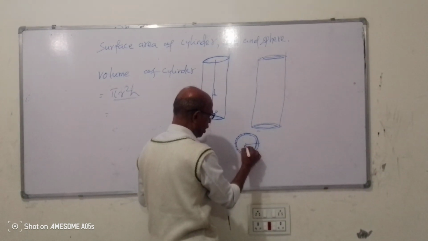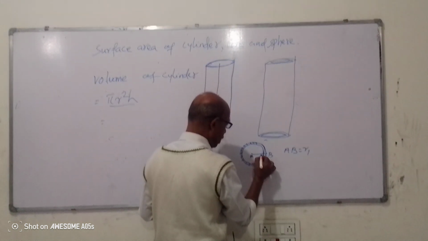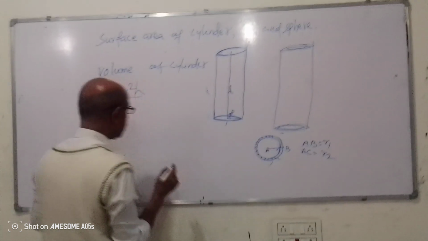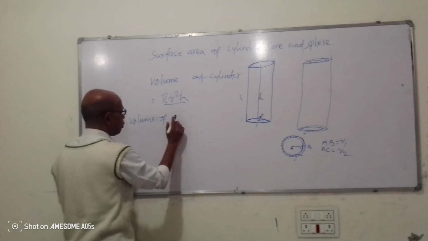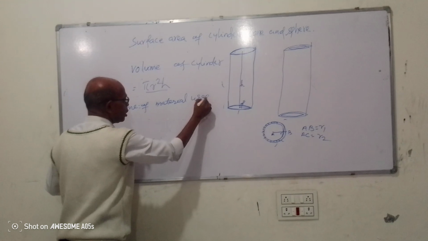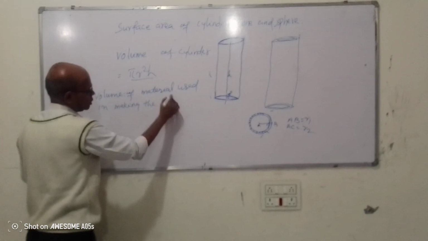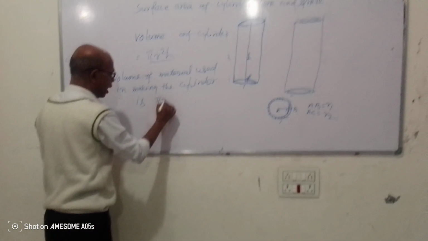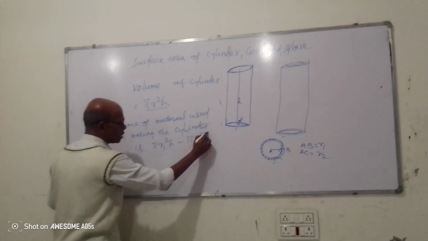Here suppose AB is R2, and AC is R1. Then the volume of the material used in making the cylinder is pi R2 square h minus pi R1 square h. Are you clear?